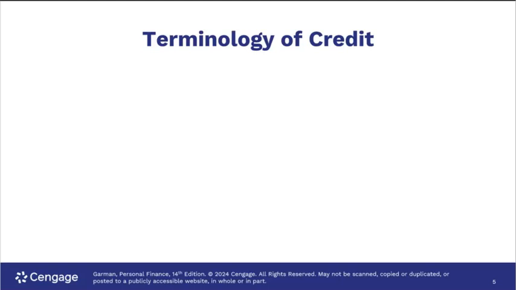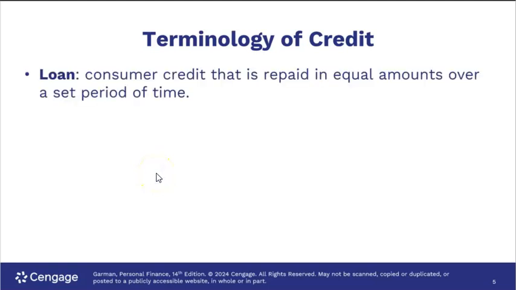Okay, this is lecture 2 from chapter 6, terminology of credit. The first term, loan. A loan is simply credit that is repaid in equal amounts over a set period of time. The full name, what I would call that, is an installment loan. It doesn't necessarily have to be consumer credit, but we're certainly talking about that.